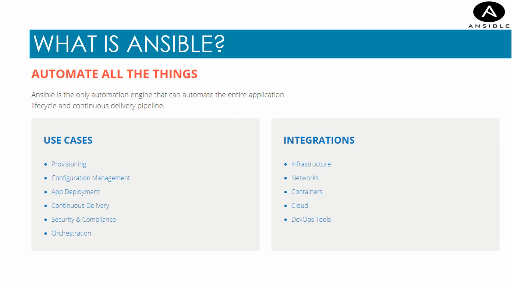Ansible also automates all the things. Ansible is the only automation engine that can automate an entire application's lifecycle and continuous delivery pipeline. And these are the use cases and integrations. In use cases, we can do provisioning, configuration management, app deployment, continuous delivery, security and compliance, orchestration, and integrations with infrastructure, networking, containers, cloud, and DevOps tools.